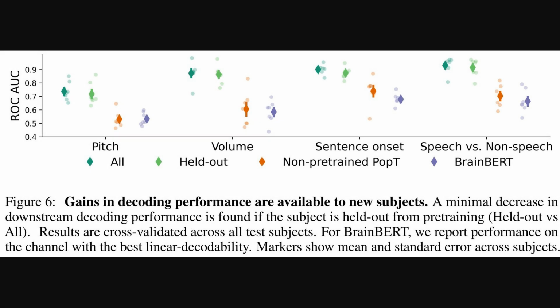Okay, so we've seen it uses more data effectively, but what about new situations, like data from new people? This figure addresses exactly that, showing how well the pre-trained population transformer generalizes. It compares ROC-AUC scores for tasks like decoding pitch or volume when a subject is held out from pre-training. Essentially, the model hasn't seen that specific person's data before versus when all subjects are included. And the performance for these held-out subjects, shown by the light green diamonds, is almost as good as when all subjects are used, the dark green ones. This generalization is really important.